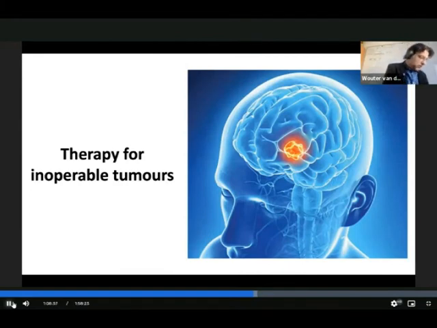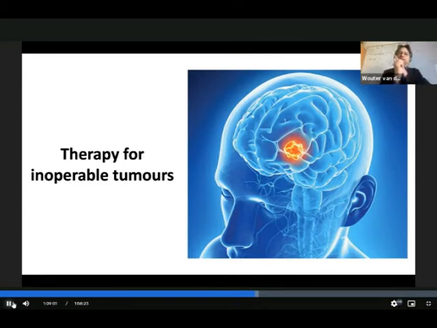The next part of my talk is about therapy. So we talked about sampling, then we talked about detection. Now we're going to talk about therapy. One project I work on focuses on therapy for inoperable tumors. So if you have cancer and you have a tumor, there are typically three treatments.